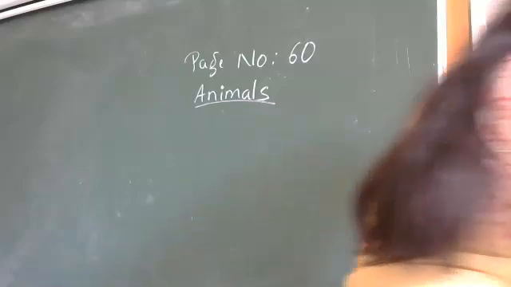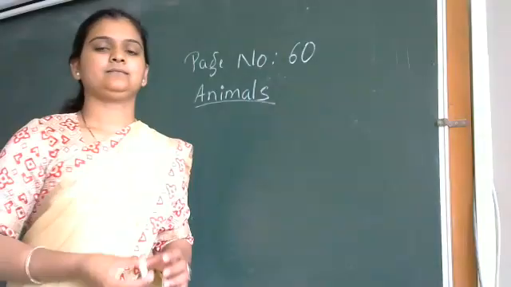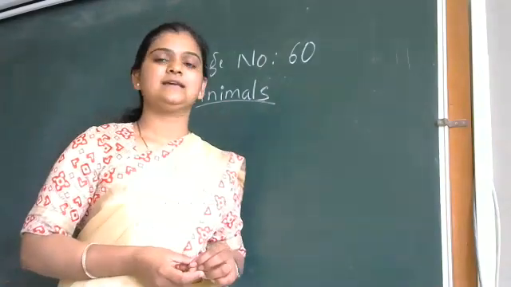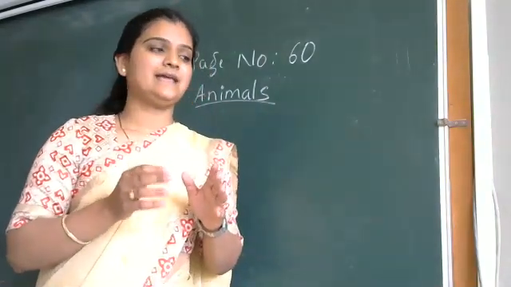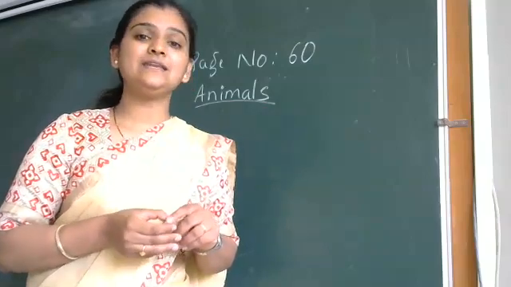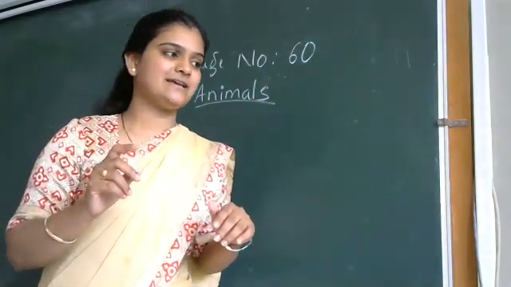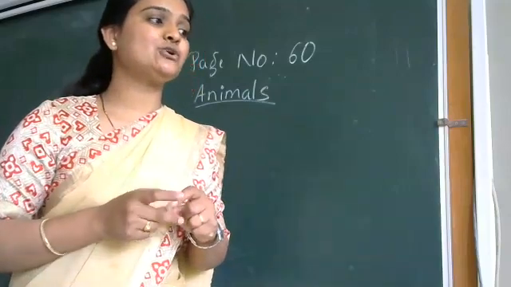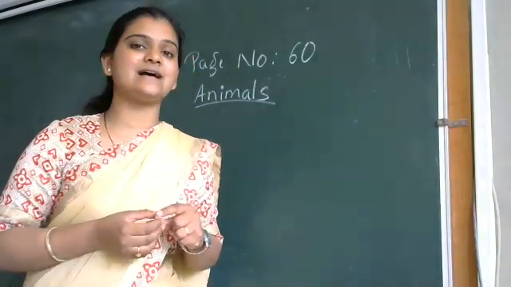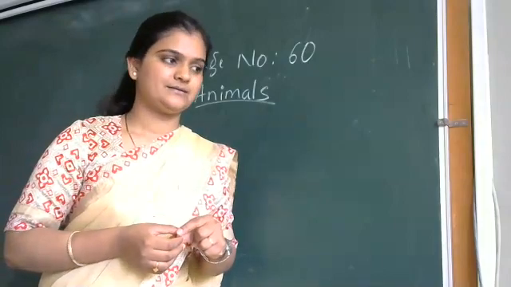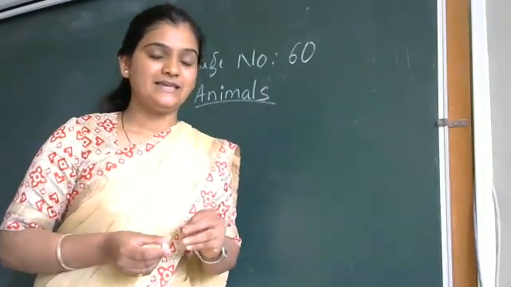Ma'am, we discussed mathematics and vertebrates. Yes, very good. So animals are mainly classified into two types. Can you name which two types we discussed in the last class? Ma'am, vertebrates and invertebrates. Yes.